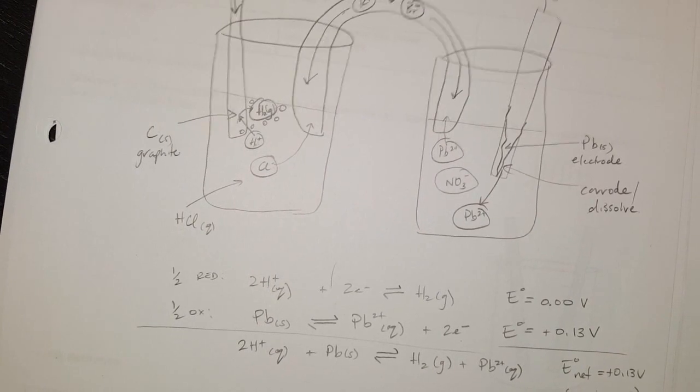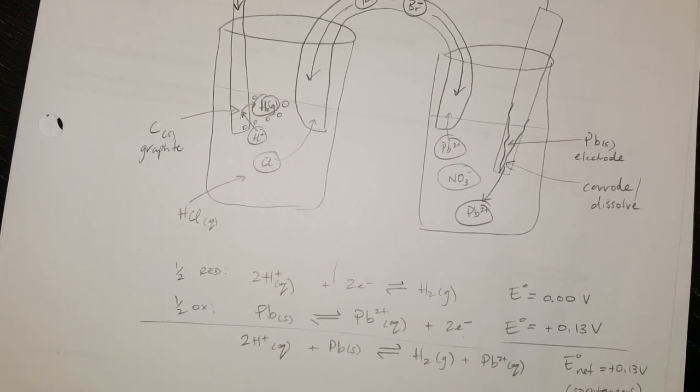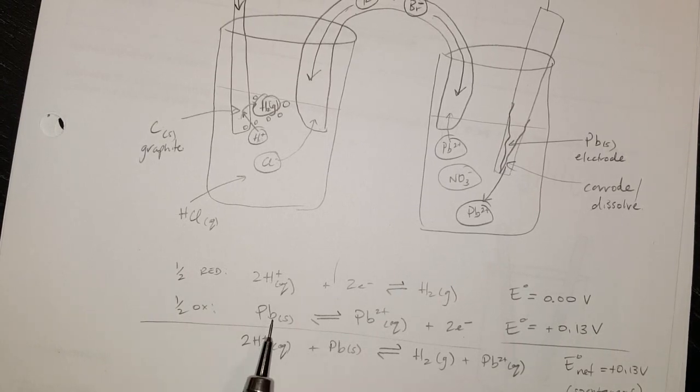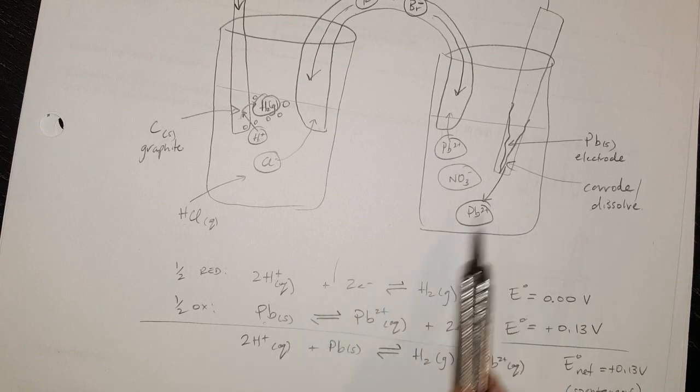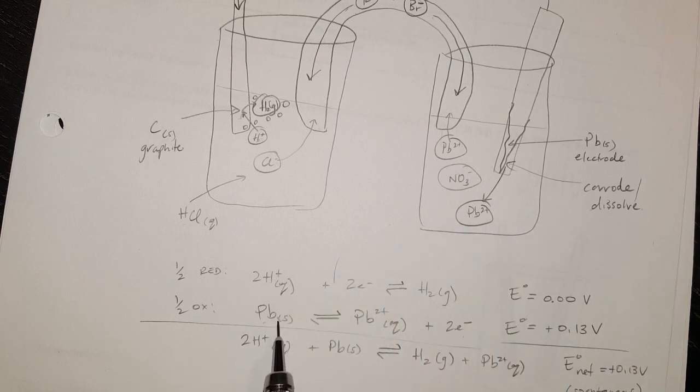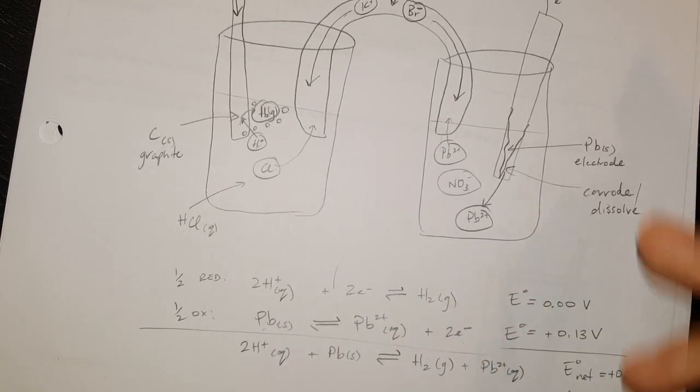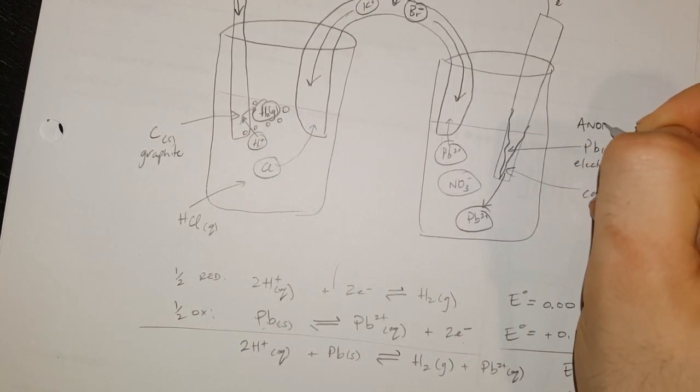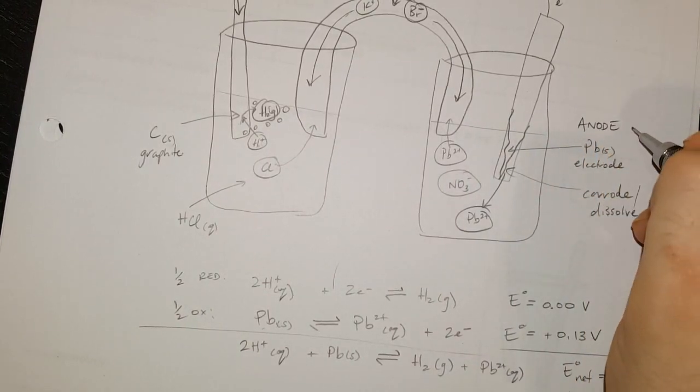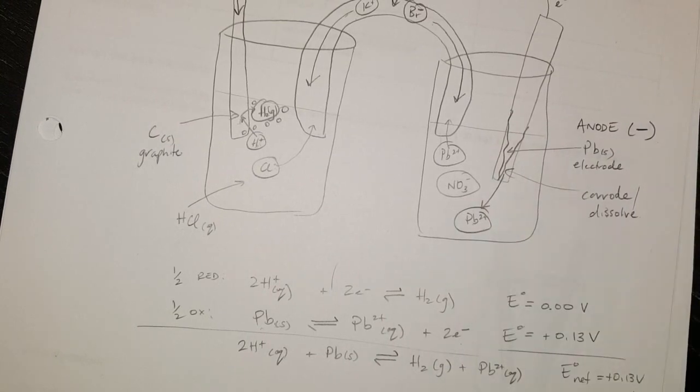So I still need to identify the anode and the cathode. And remember, I'm going to think An Ox, Red Cat, so anode oxidation. So oxidation is the loss of electrons. So that means this right here, that's my oxidation. Okay, that's this electrode. So this electrode is my anode. Okay, this is my negative.